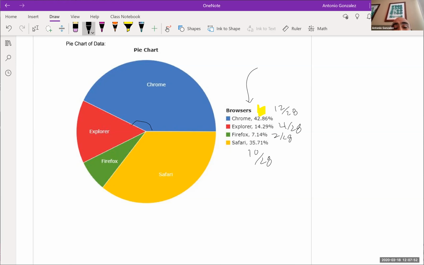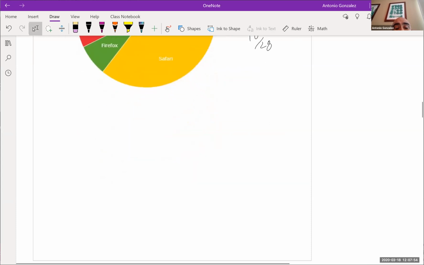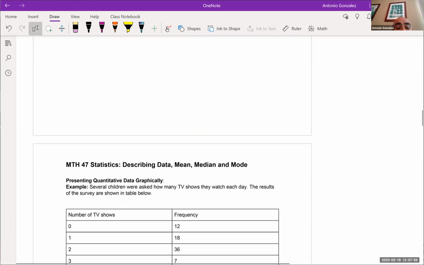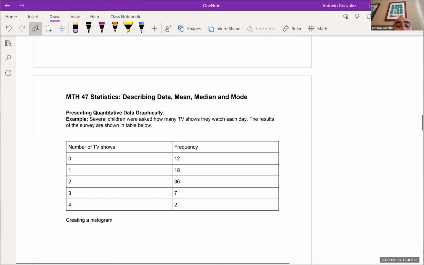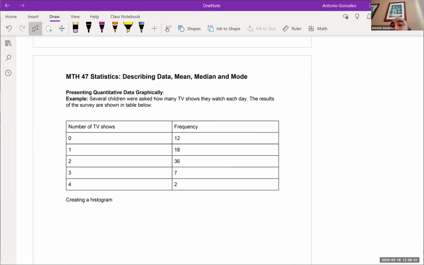Now, today we're going to move on. Monday's example was only using qualitative data, so now we're going to look at quantitative data, which is numerical values. For this example, several children were asked how many TV shows they watch each day, and the results of the survey are shown below.